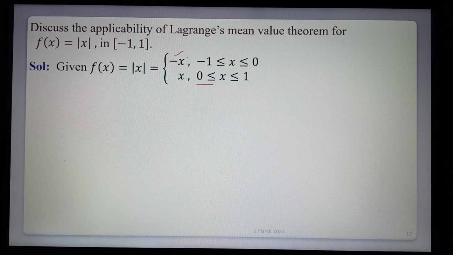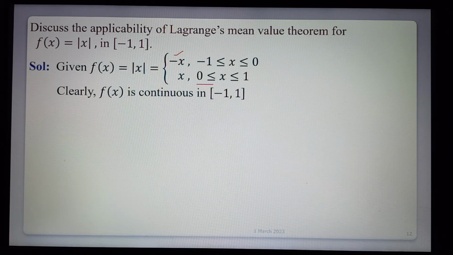So it is clearly continuous from minus 1 to 1. There is no breaking. It is clearly continuous. Now, differentiable at the point 0? Because minus 1 to 0 is differentiable, and from 0 to 1 is differentiable, but we are breaking at 0. Now discussing whether at x is equal to 0 it is differentiable or not.